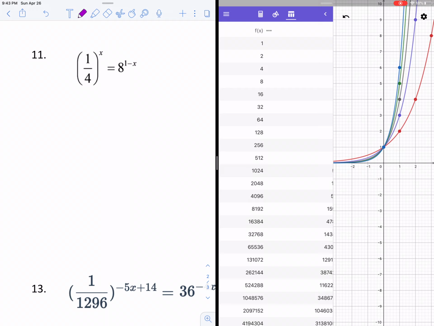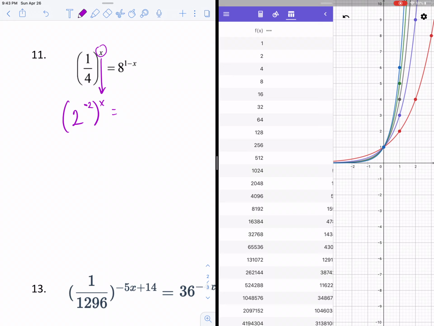So how am I going to rewrite 1/4 as a power of 2? Well, 4 is 2 squared, right? But since it's 1 over 4, I'm going to make it 2 to the negative second power. 2 to the negative second power is the same thing as 1/4. And then I'll bring down the x that was there before.